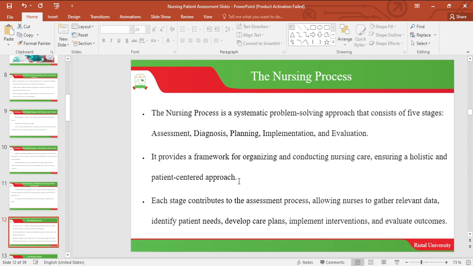Each stage of the nursing process contributes to the assessment process, and this allows the nurses to gather relevant data, identify patient needs, develop care plans, implement interventions, and evaluate the outcomes.